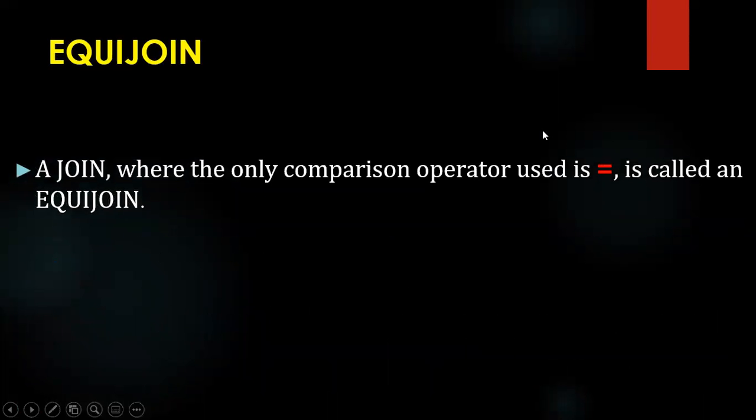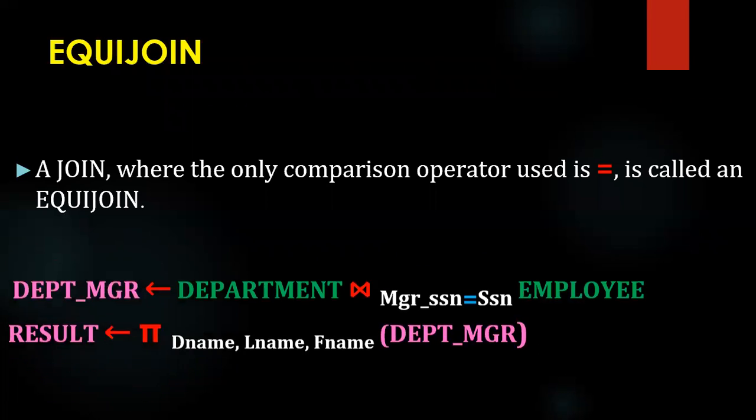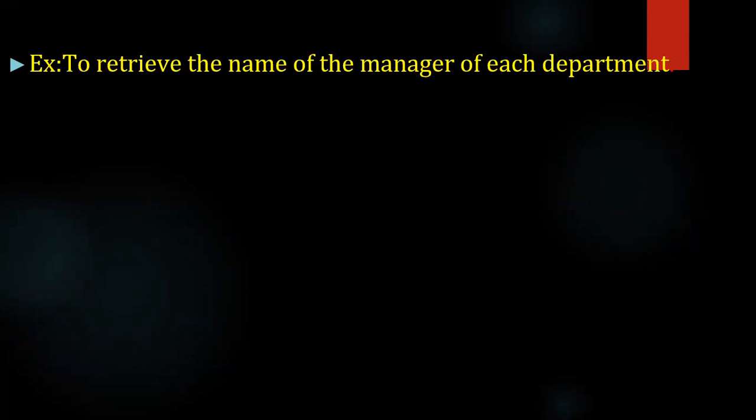In equijoin, whenever inner join is applied, equijoin is a special case where the comparison operator used is always the equal to symbol. If we use the equal operator as the comparison operator, such a type of inner join is referred to as equijoin. For example, here we want to retrieve the name of the manager of each department.